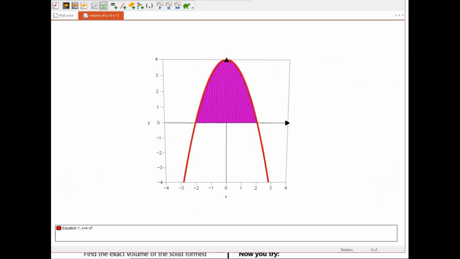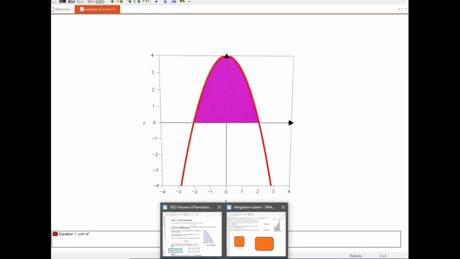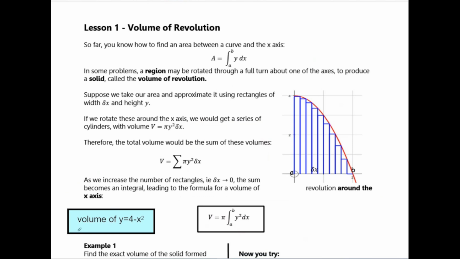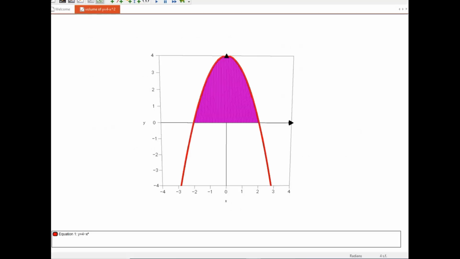Okay. So this is example 1 in your pack. This is the graph y equals 4 minus x squared. And example 1 asks you to find the exact volume of the solid formed when that area is rotated 360 degrees about the x-axis. I'm going to show you what that is using this so you can visualize it a bit and hopefully help you. And then I'm going to derive a formula that we're going to use.